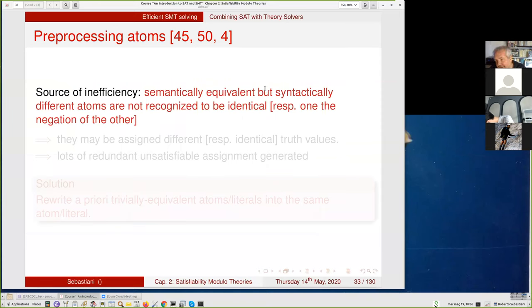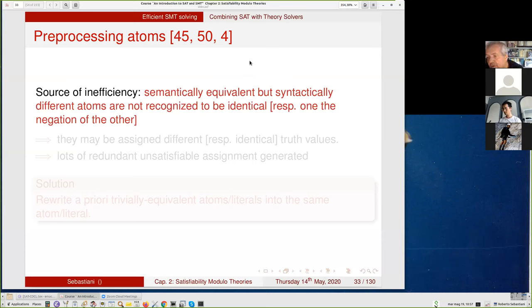Another important fact that you should be aware of in SMT, but also in other applications, is to prevent one possible source of inefficiency. Semantically equivalent but syntactically different atoms in general are not recognized to be the same atom and may be mapped to different Boolean atoms in the Boolean structure, or one the derivation of the other. And this would cause inconsistency, right?